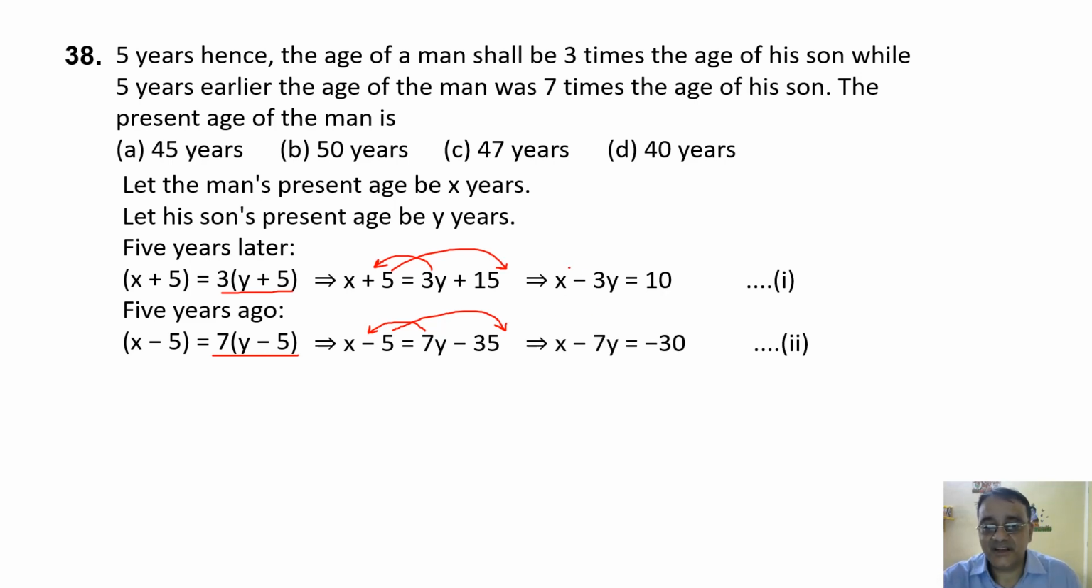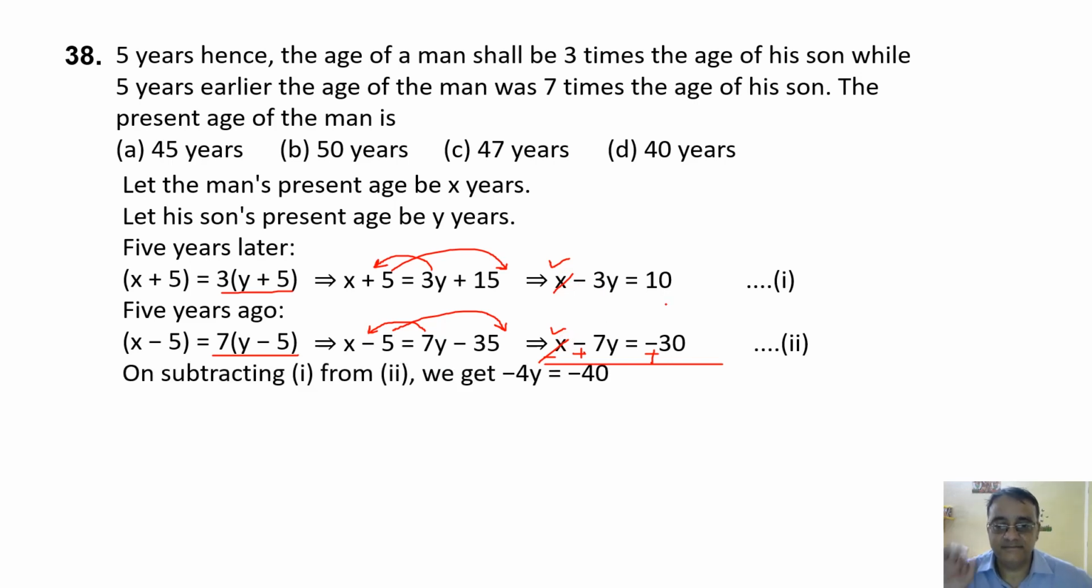अब यहाँ पे x का कोएफिशिएंट सेम है और साइन भी सेम है, so we have to subtract. देखो यहीं पे subtract कर रहा हूँ मैं. Sign change. So x cancel. We'll get 4y is equals to 40. Okay, so y is equals to 10.